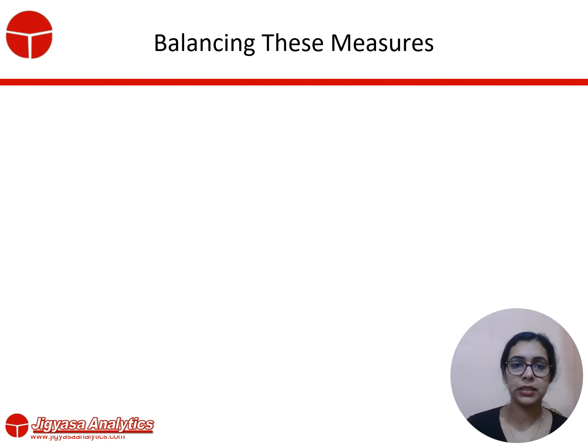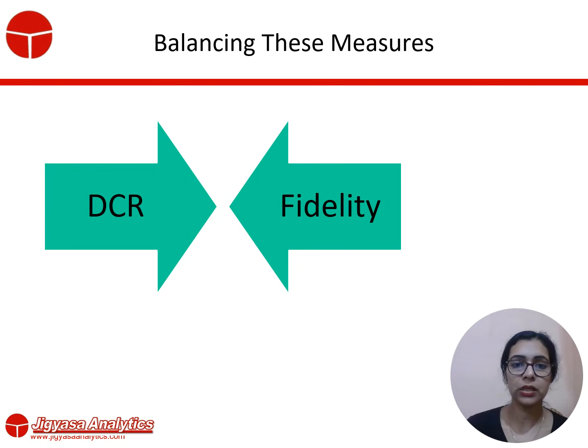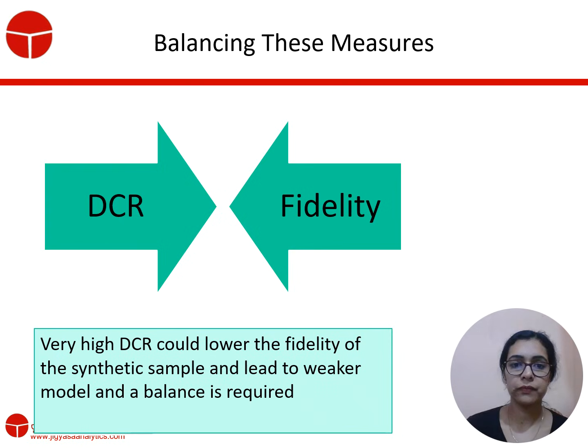This slide explains how we balance two important measures: DCR privacy, which is used to keep the synthetic records far enough from the real ones, and distribution fidelity, which is making sure synthetic data looks like real data. If we push privacy too far with very high DCR, the synthetic data may lose similarity to real data and the model can become weaker. So we need a balance.